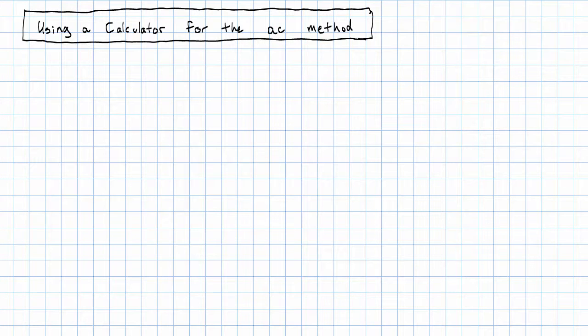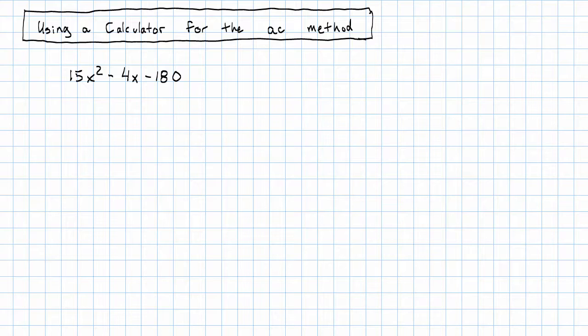Now, one of the downsides to using the AC method is that we need to find those two numbers to split the middle term up into. And that wasn't so bad when our coefficients were small. But suppose we want to factor 15x squared minus 4x minus 180.